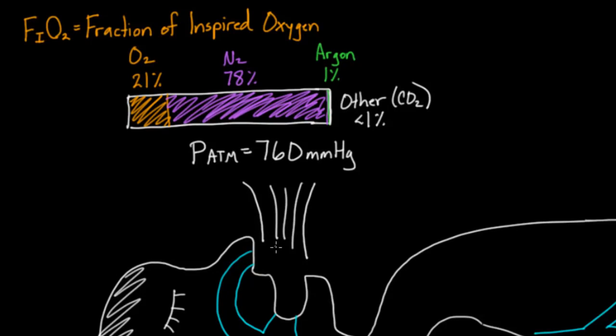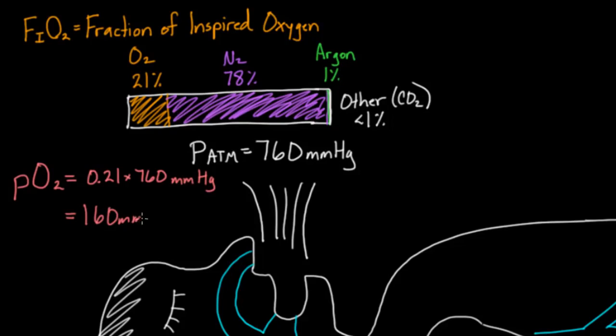And if I want to now think about how much oxygen they're taking in, all I have to do is a little tiny bit of math. I can say, okay, well, PO2, the partial pressure of oxygen, is just 0.21 or 21% times 760 millimeters of mercury. And this turns out to be 160 millimeters of mercury.